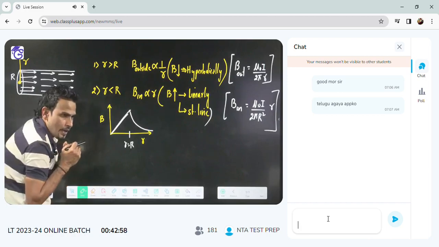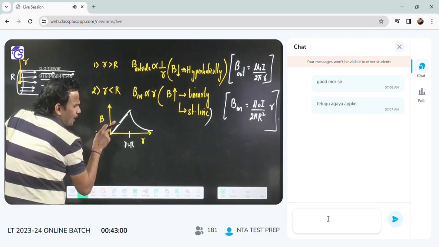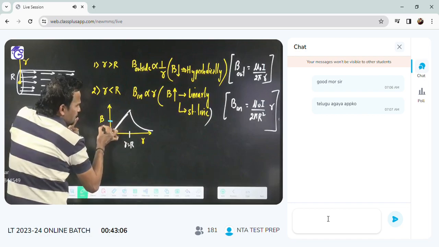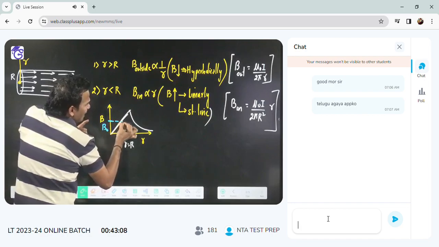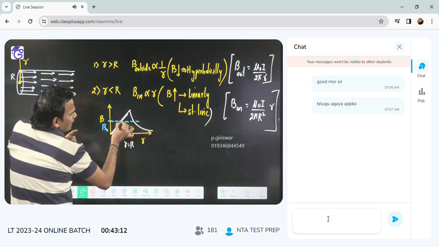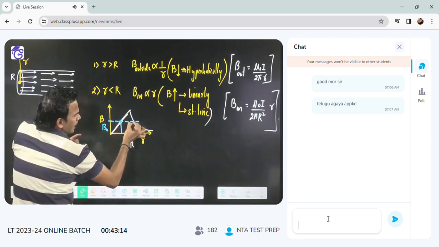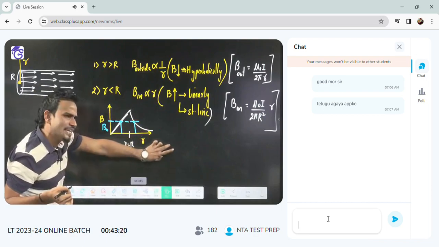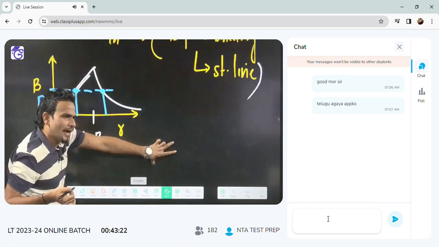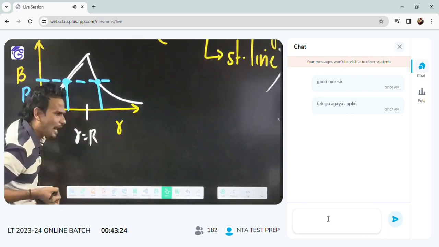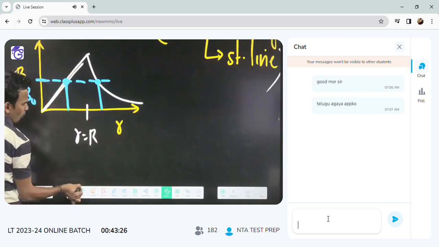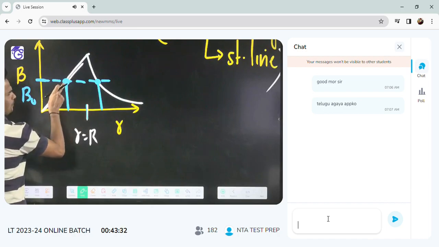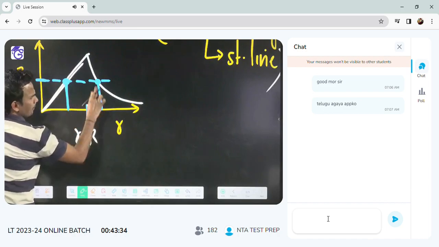If you observe this graph now, you will realize that, for example, if I say here the magnetic field is B naught, then here also the magnetic field will be the same. One easy numerical is asked from here. Once you see the graph, you realize that for two different locations, one less than R, the magnetic field is B naught, and one more than R, the magnetic field is B naught.